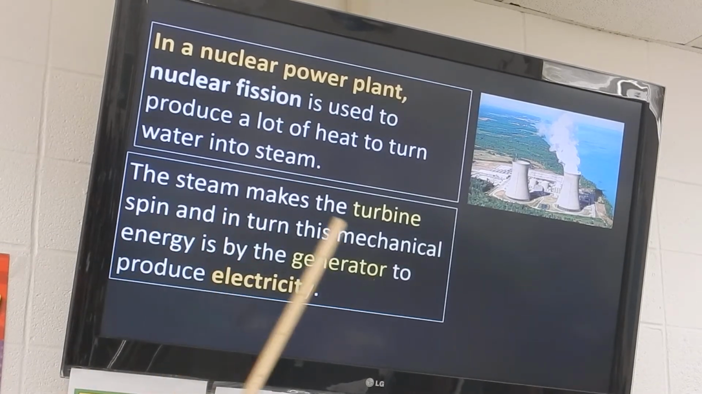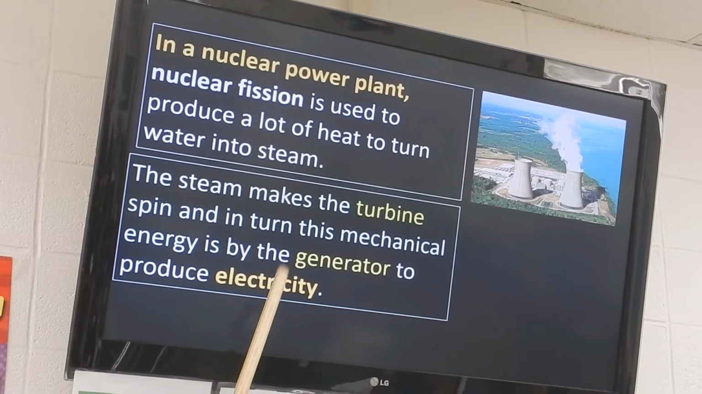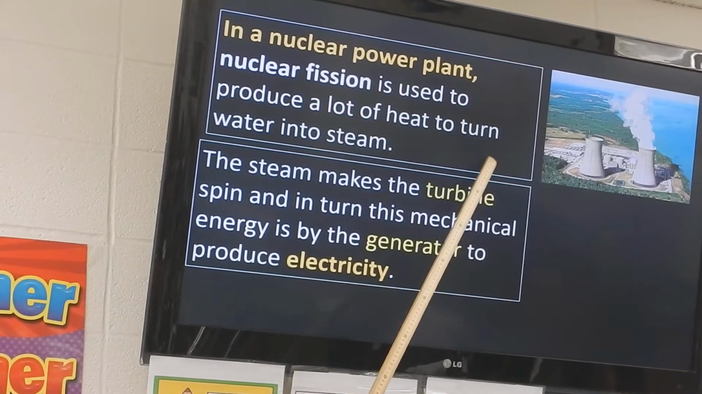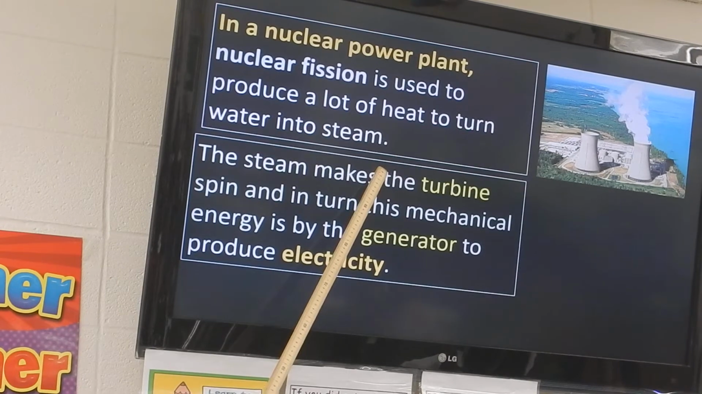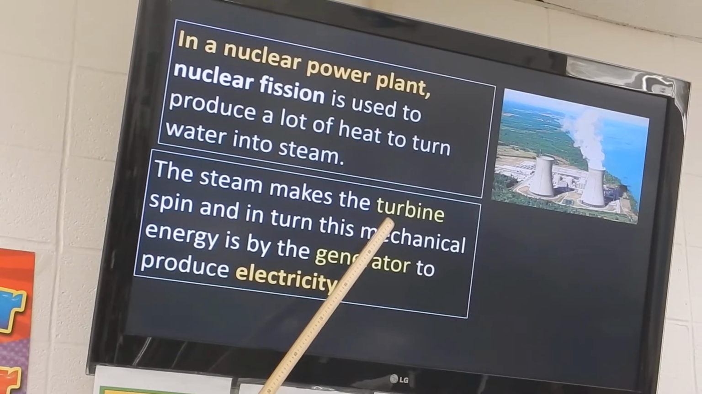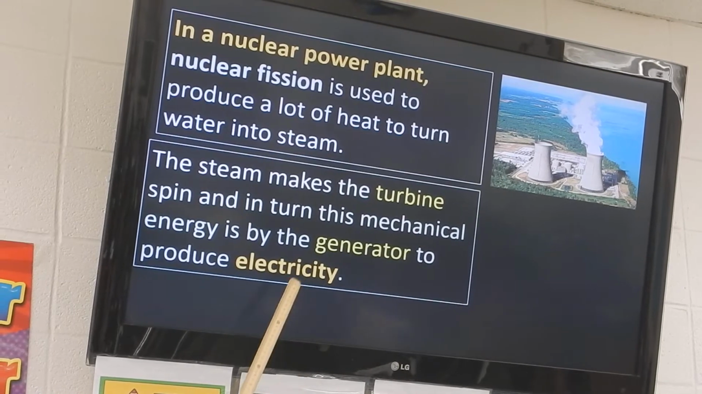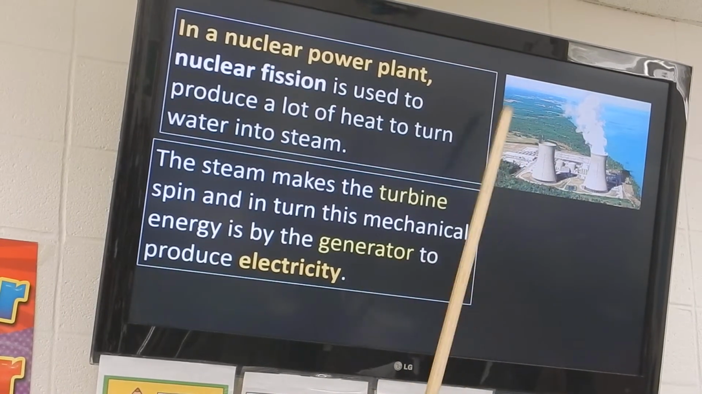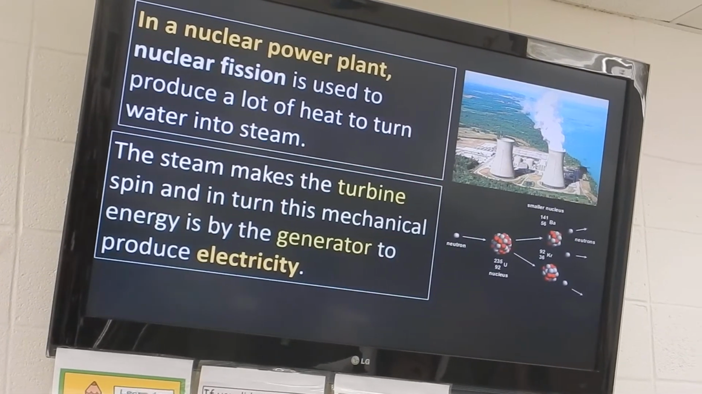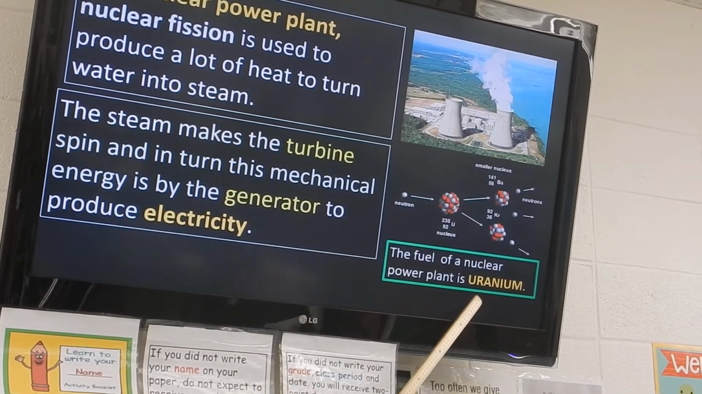The steam makes the turbine spin while the generator produces electricity. So the heat produced in nuclear fission is used to turn water into steam. And again, that steam is used to spin the turbine, and that mechanical energy is converted by the generator to produce electricity. That is why we produce a lot of electricity in our nuclear power plants here in North Carolina. The main fuel of a nuclear power plant is uranium. Okay?